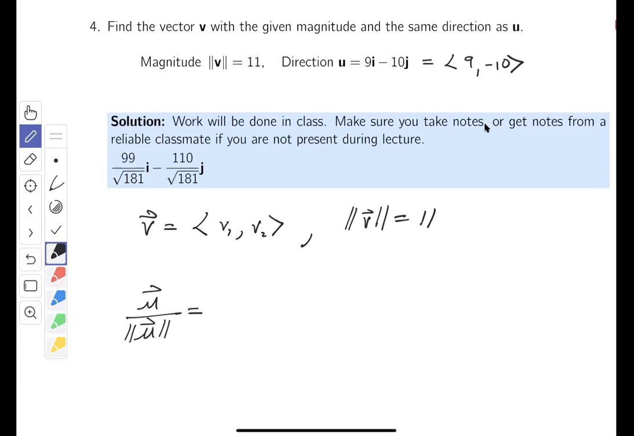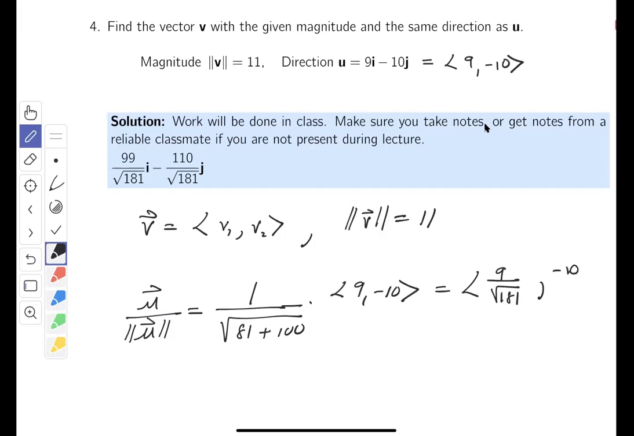And let's see if we can do that. So it's going to be 1 over the length of u. All right. And let's see, 9 squared is 81, minus 10 squared is 100, times the vector u. What's the vector u? 9 minus 10. Let's write this down. And that's going to be what? 9 over root 181, comma, minus 10 over root 181.